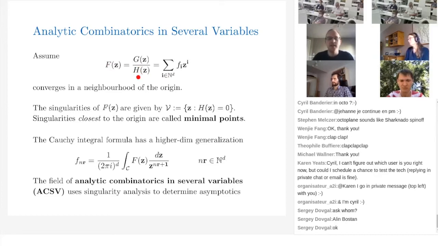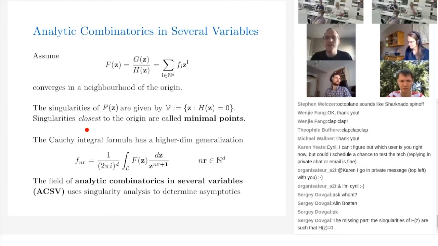I'll write this as a script V. Now, the singularities that are closest to the origin are called minimal points. For those who have seen the univariate theory, these are often called the dominant singularities. The difference now in the multivariate case is that your singular set is going to be an algebraic set of positive dimension. So you're going to have an infinite number of singularities, and an infinite number of minimal points, whereas for univariate functions, you usually have, yes, thank you, Sergey.